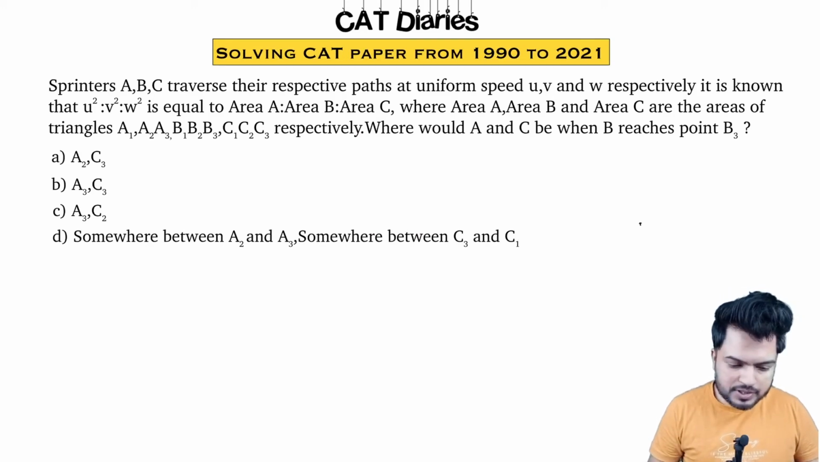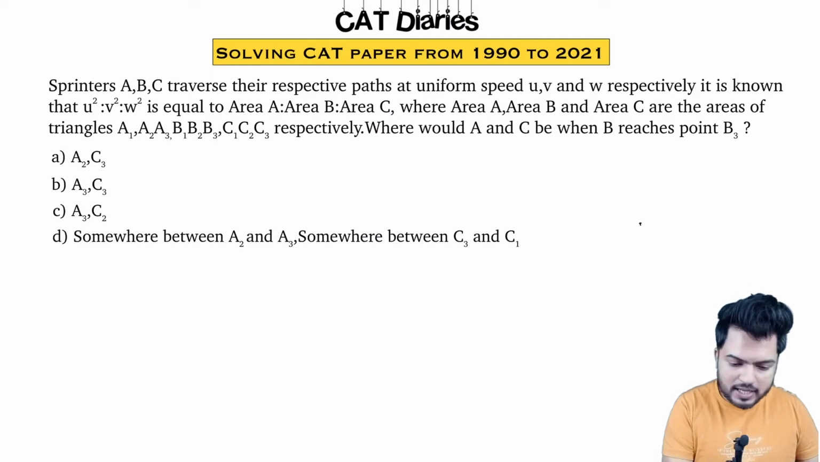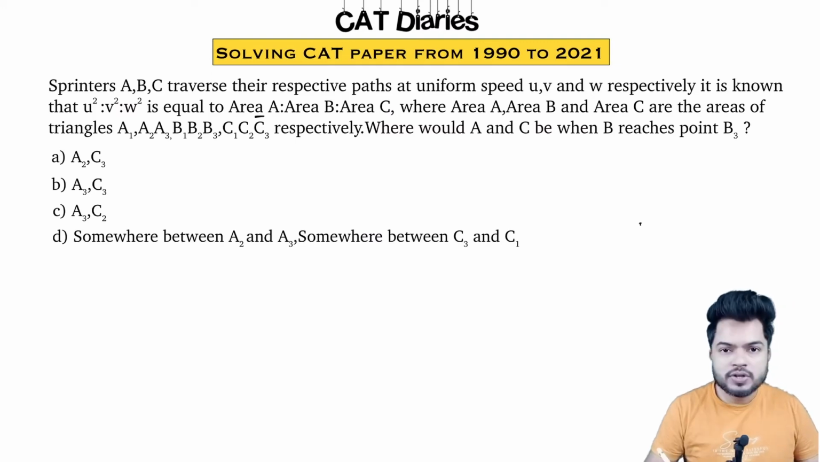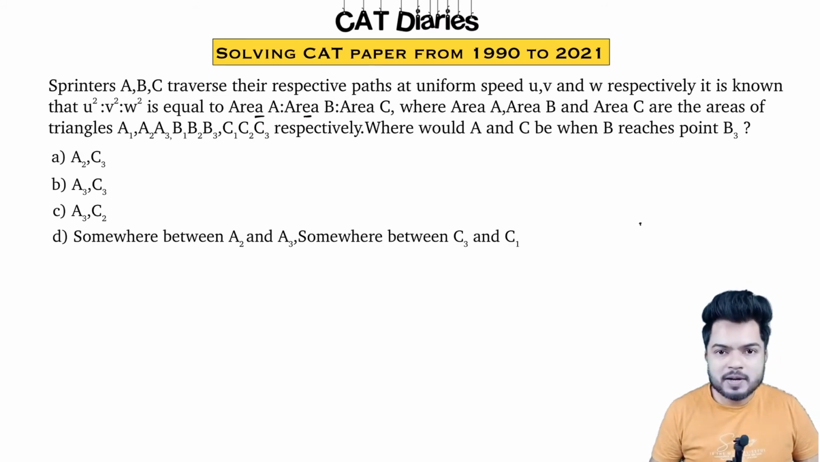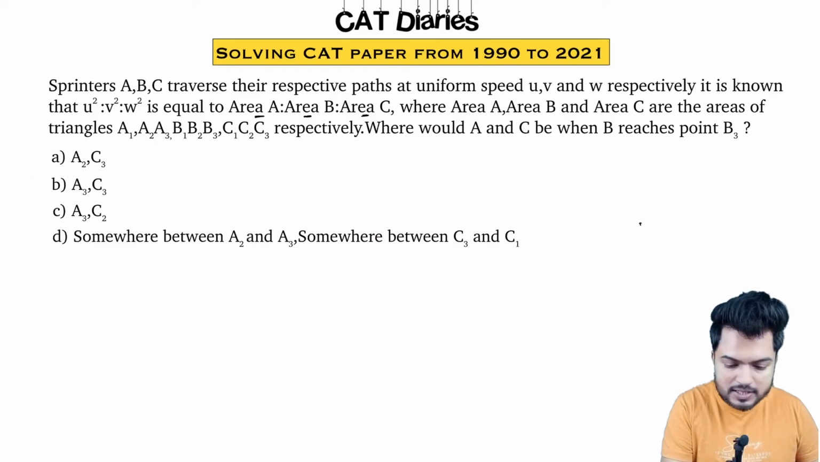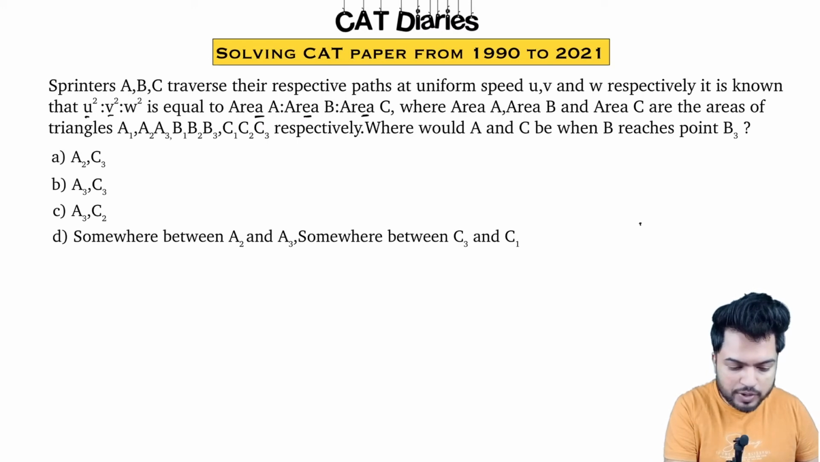Sprinters A, B, C traverse their respective path at uniform speed u, v and w. So A, B, C have a uniform speed of u, v and w respectively. It is known that u square, v square, w square, the ratio of that is equal to area A, area B, area C. So what is area A? Area A is the area covered by the path that is being traveled by A. Area B is the area covered by the path that is being traveled by B, and so is area C, the area covered by the path that is being traveled by C, and that is proportional to their speed u square, v square, w square.